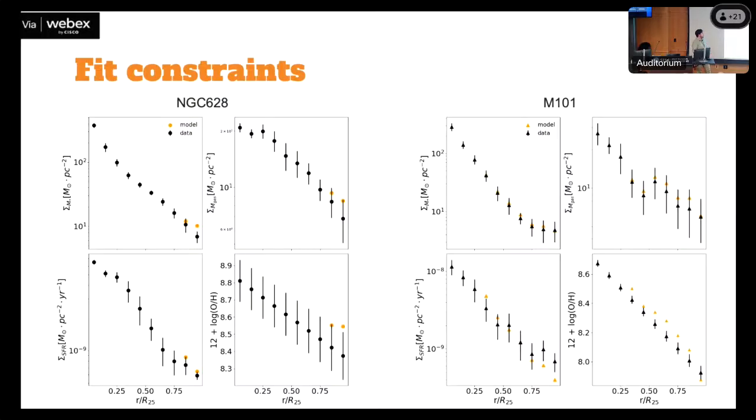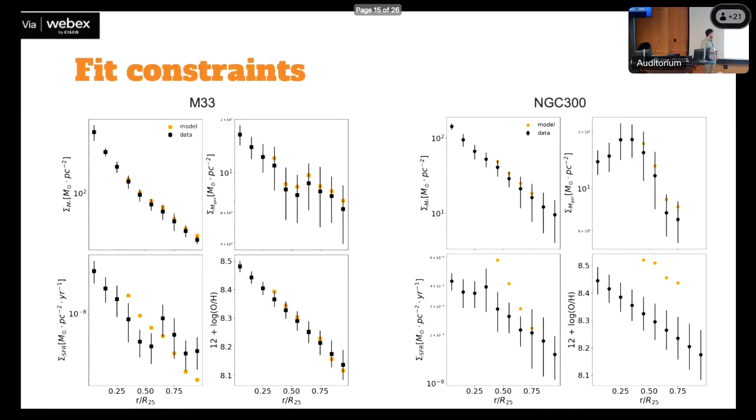Here for NGC 628 and M101, the metal-rich galaxies, we can already see that it is close to a perfect match as we can get. There aren't that many data points because the fits are still running, but we can already see it for the outskirts. It almost perfectly fits the 4 constraints, and for M101, it is a very good fit. Then for M33, it is also a very good fit for all the 4 constraints.